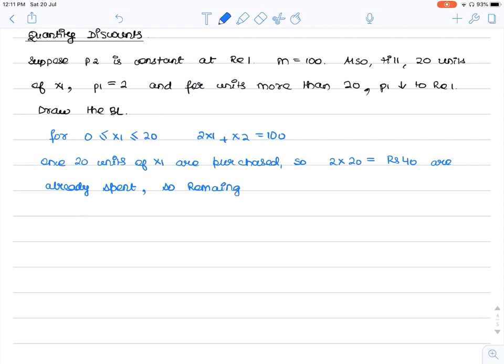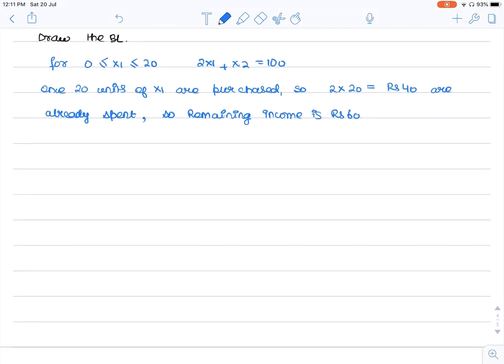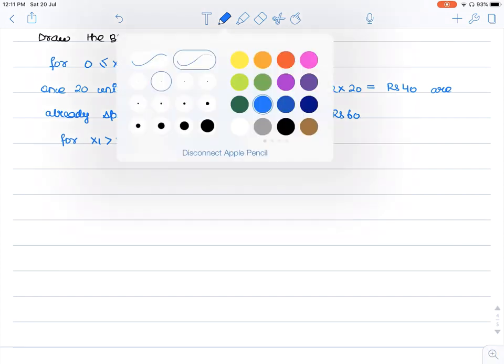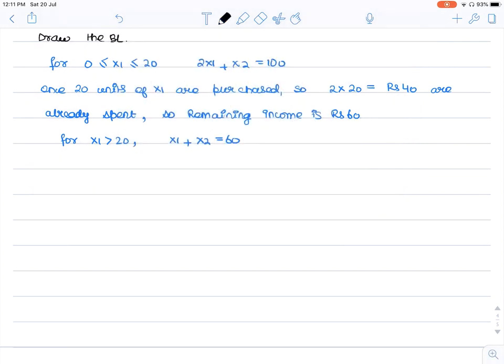And if you have already spent 40 rupees on X1, the remaining income is what? Remaining income is 60. That 60 you can spend on X2, or you can spend on X1 also at the lower price, whichever way you want. So if you want to consume more than 20 units of X1, the budget line becomes what? X1 plus X2 equals 60. Your remaining income is 60, not 100. That is the learning of this question. You with me? That is the learning of this question.